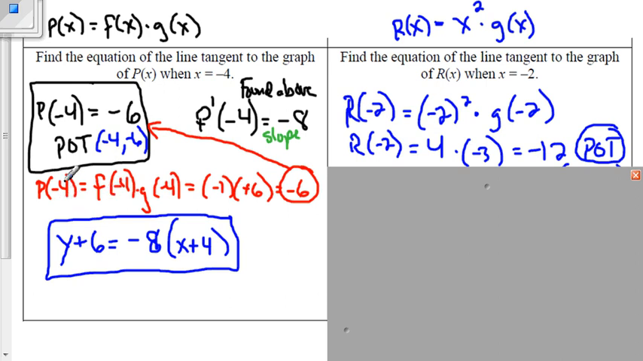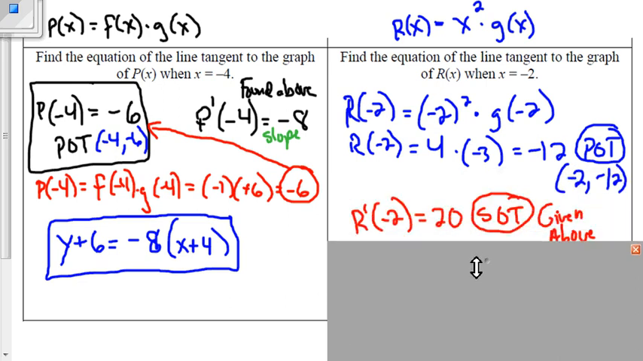And again, we didn't have this in the graph. We put it into what our value of p(x) was. So p of negative 4: I use the graph to find f of negative 4 and g of negative 4, and we find that p of negative 4 is negative 6. Substitute it in point-slope form, and here we go. Over here, substitute in what negative 2 is. We find that the point of tangency is negative 2, negative 12.